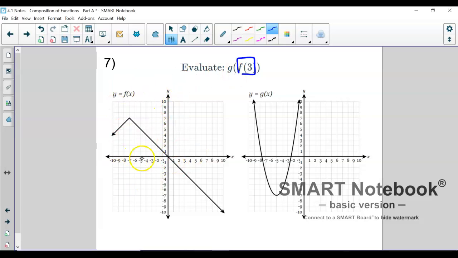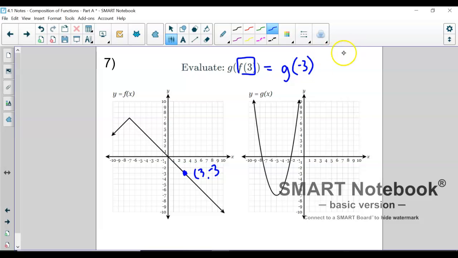And so we're going to use the graph of f, and right here on our x-axis is 3. If we look at this point right here, the coordinates of that point are 3, negative 3. So our f of 3 equals negative 3. That means now we've got g of negative 3.